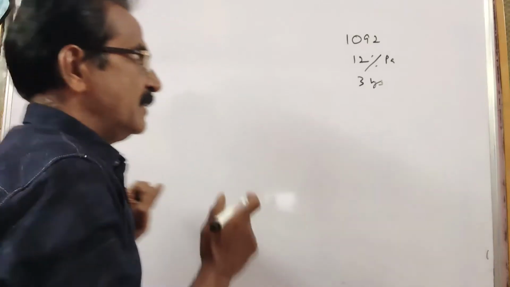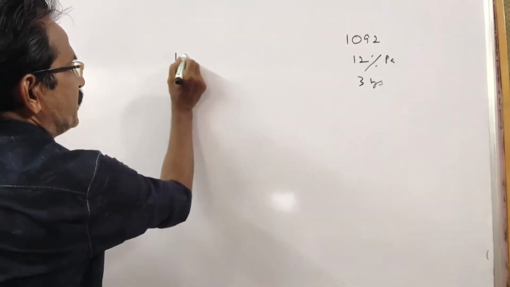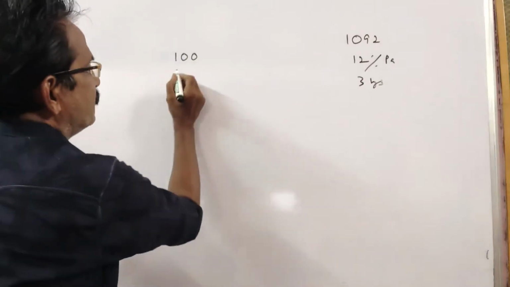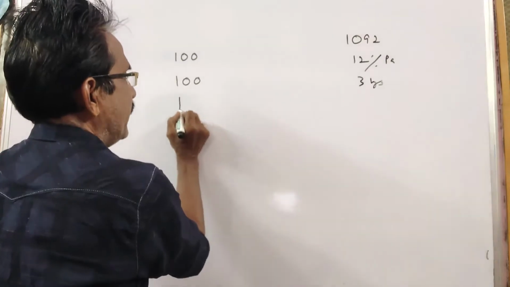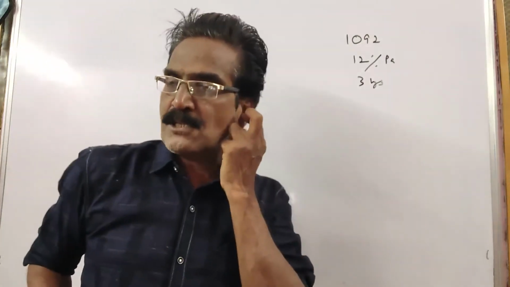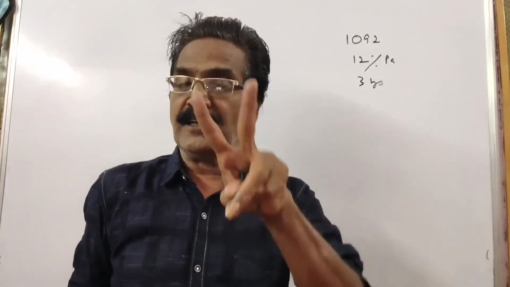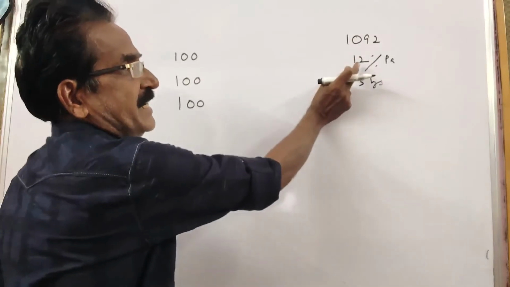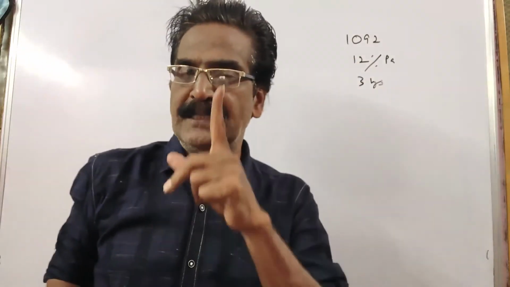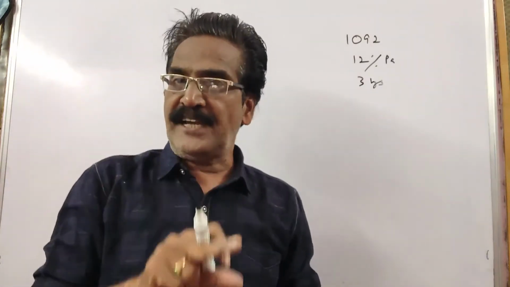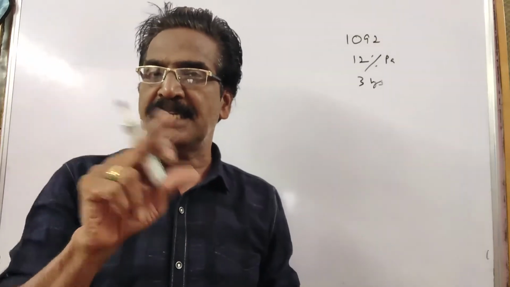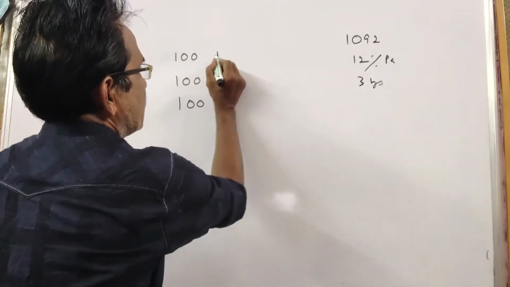See, let us say the annual installment be rupees 100. At the end of the first year you pay 100 rupees. At the end of the second year you pay another 100 rupees. At the end of the third year you pay another 100 rupees. So the installment you pay at the end of the first year will fetch interest for 2 years, at 12% per annum. That is 2 into 12, 24 rupees.